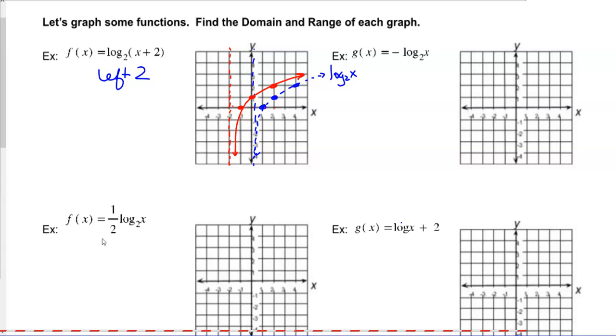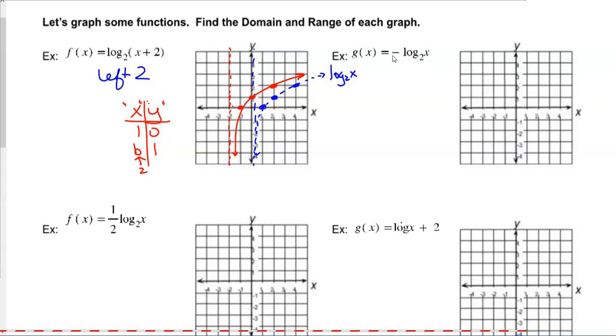But again, I think the most important points here are, maybe I do the quote points. These are your guiding points: (1, 0), and (the base, 1), whatever the base is. In this case, our base is 2. So make sure that you remember those key points.